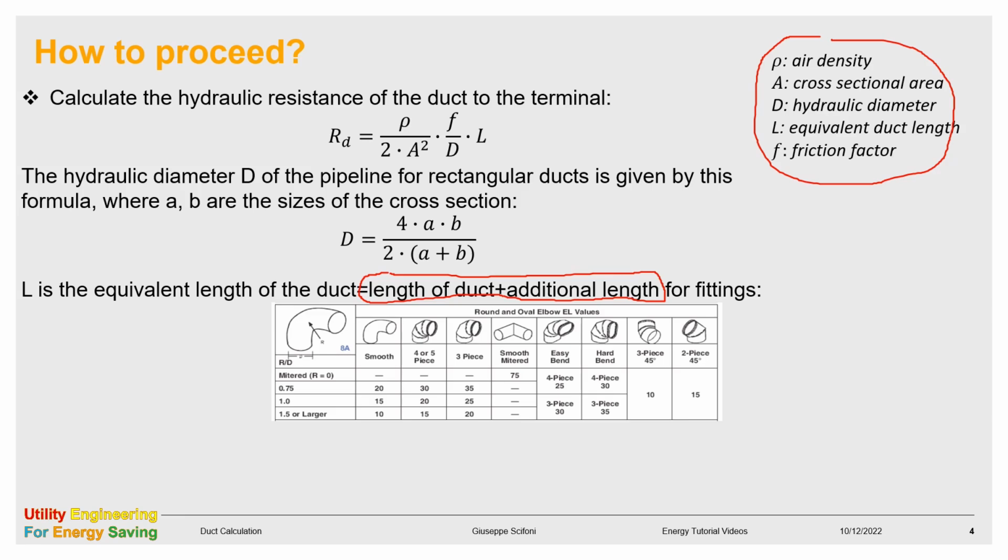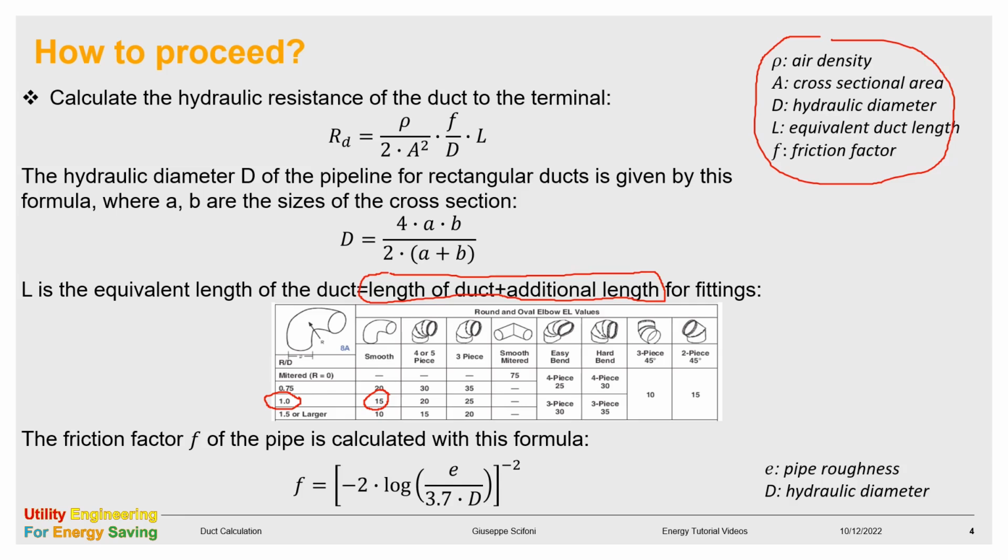The table below is just an example for circular ducts. For a smooth elbow, having the ratio R over D equal to 1, we need to consider an additional length of 15 times the diameter. The friction factor, F, is calculated with the formula below, where E is the pipe roughness and must be expressed in the same unit as the diameter. The friction factor is dimensionless.